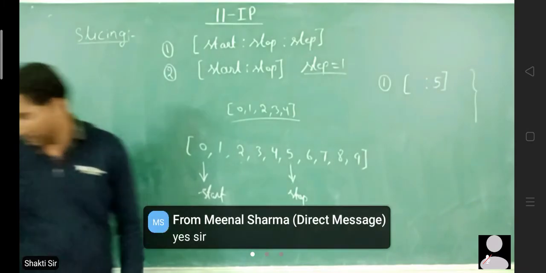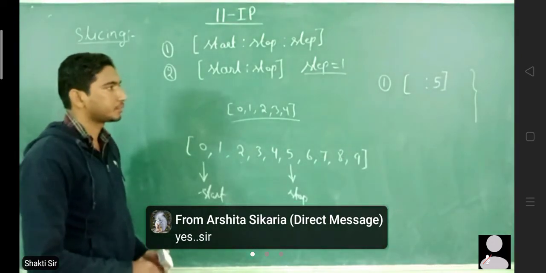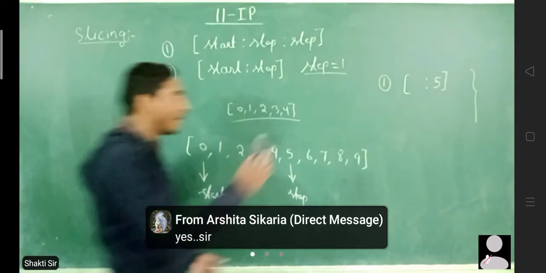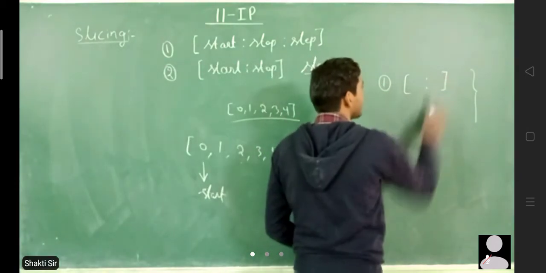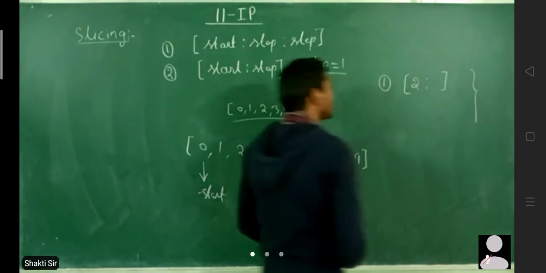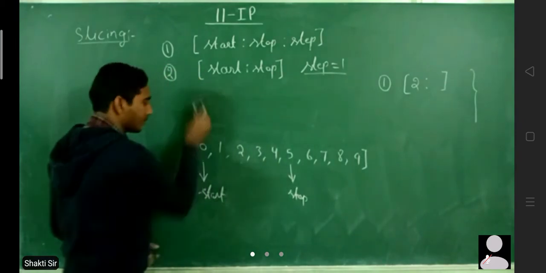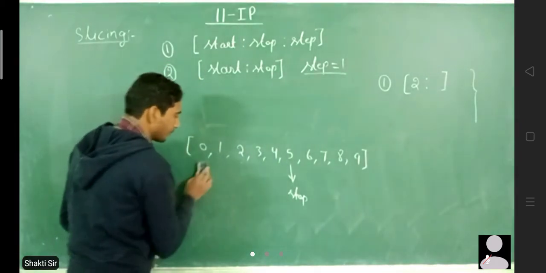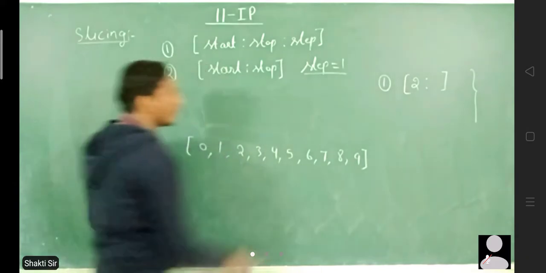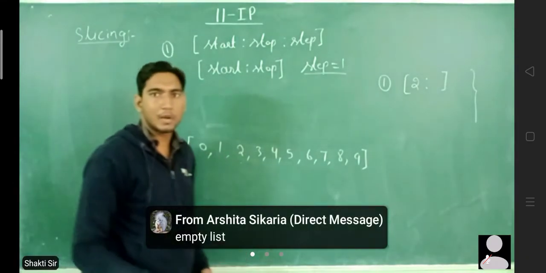Okay. Now let us see. Suppose I do not pass any value for the stop and I pass a start value, that is 2. Then what will happen?